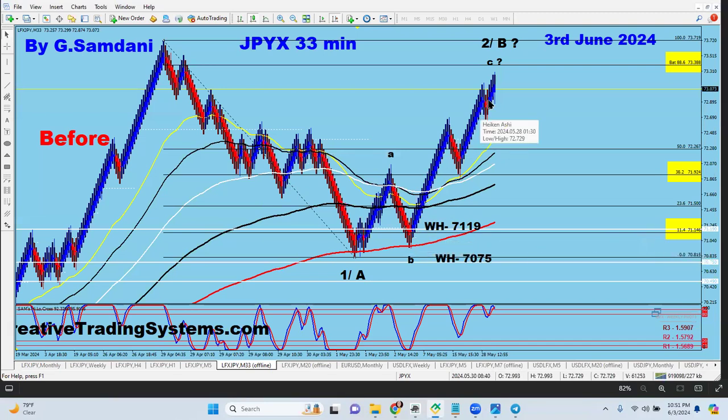So it bounced from here, and now it's a little bit shy of touching this 88%. Either it's going to touch or not, I don't know, or it's going to drop from there, maybe, maybe not. But this is the area. This is a very crucial area.